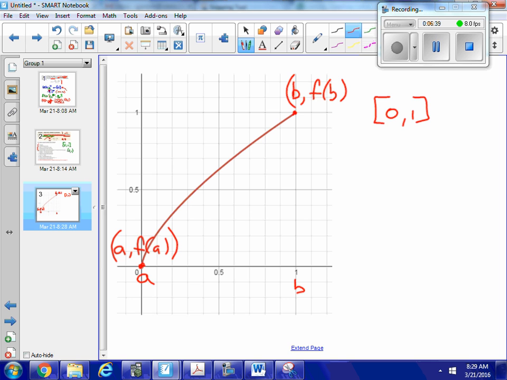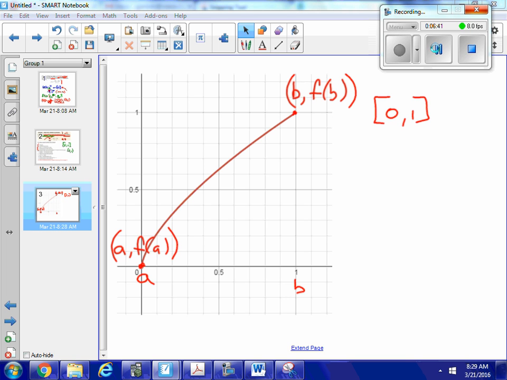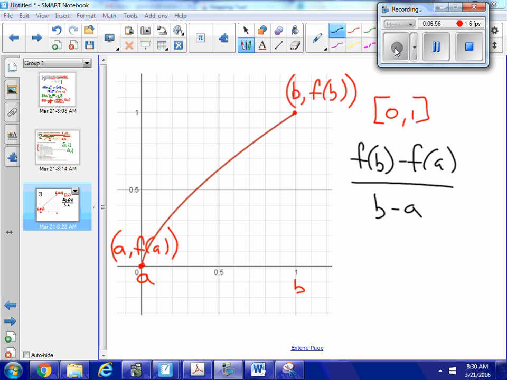Well, if I'm looking to find this right here, isn't that the same thing? Let's change this here to x1 and x2, and this would be x1, y1, and this would be x2, y2. Isn't that the exact same thing as y2 minus y1 over x2 minus x1? Very familiar to you as the slope.